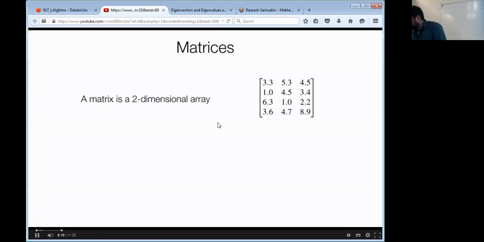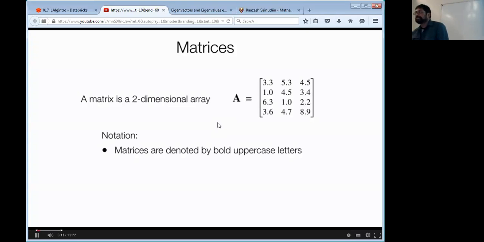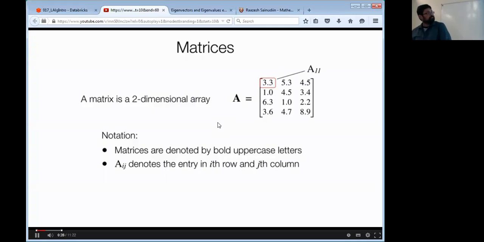A matrix is a 2-dimensional array. We'll denote matrices via bold uppercase letters. For instance, the matrix that you see in the slide is denoted with a capital bold A. A sub ij denotes the entry in the ith row and jth column of the matrix. So for instance, the first entry, the top left entry, is denoted as A11, and the entry in the third row and second column is denoted as A32.